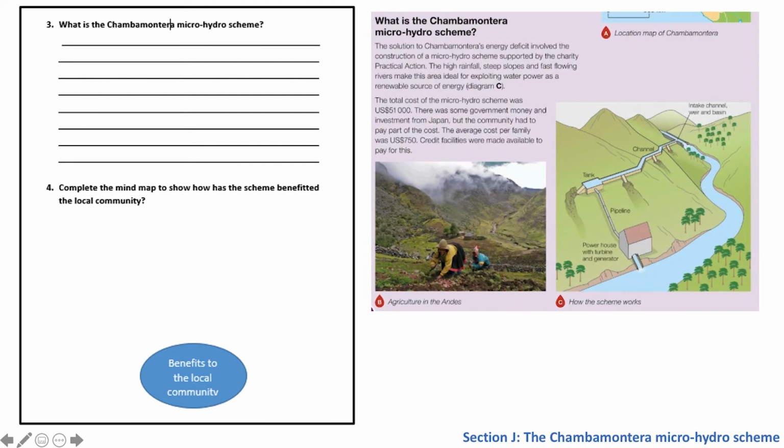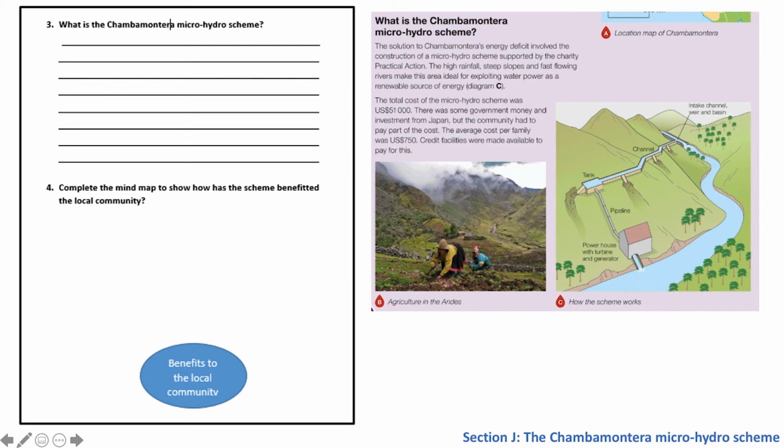Question 3 says, what is the Chamba-Montera microhydro scheme? And then finally, question 4 says, complete the mind map to show how the scheme has benefited the local community. So let's take a look. This is the scheme here, and it says that it's the solution to the energy deficit involved in the construction of microhydro scheme supported by the charity Practical Action. The high rainfall, steep slopes and fast-flowing rivers make this an ideal area for exploiting the water as an example of a use of renewable source of energy.